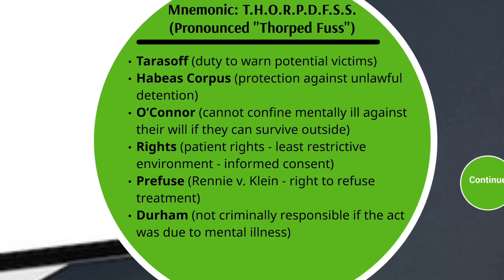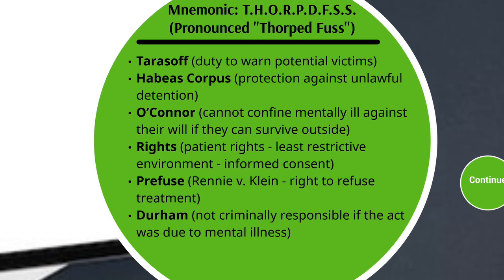The T is for the Tarasoff principle, which is the duty to warn of potential victims. How about the H? Habeas corpus, potential protection against unlawful detention. O, the good old O'Connor, the guy that was hospitalized or detained without imminent danger to self or others. So O'Connor cannot confine the mentally ill against their will if they can survive outside. How about the R? R is for rights: the patient's rights, least restrictive environment and informed consent.